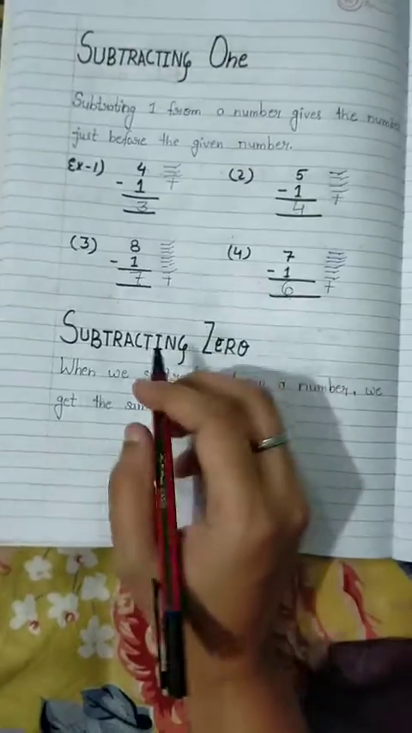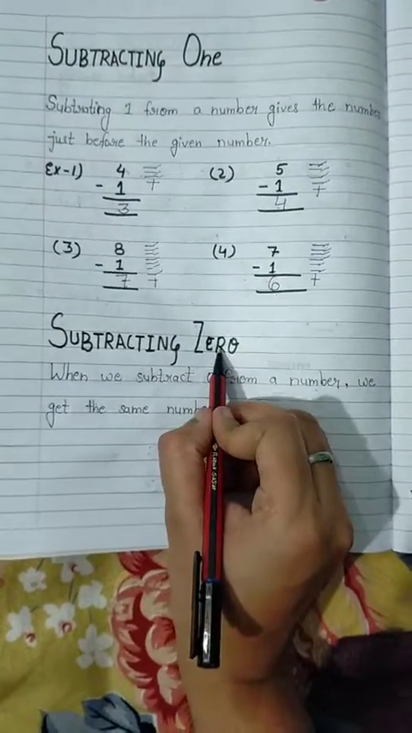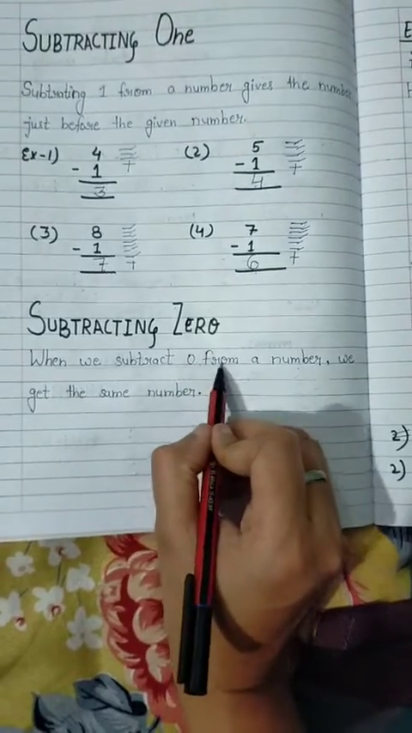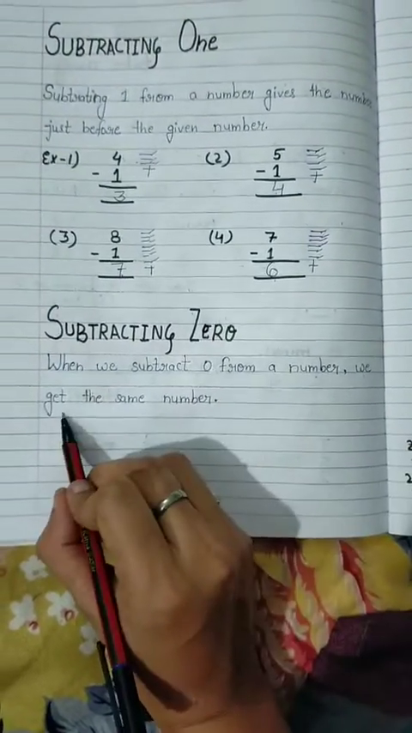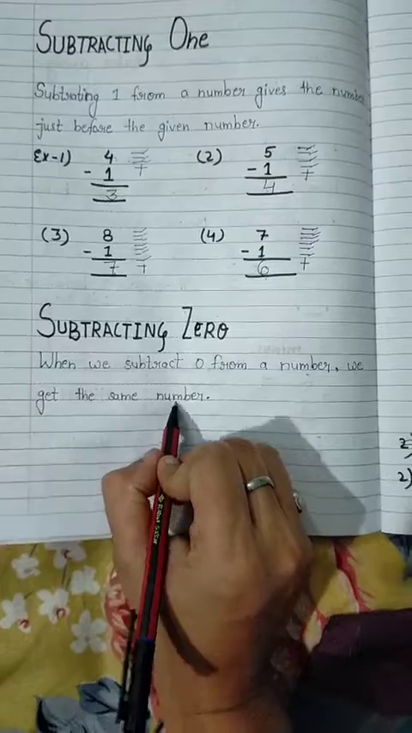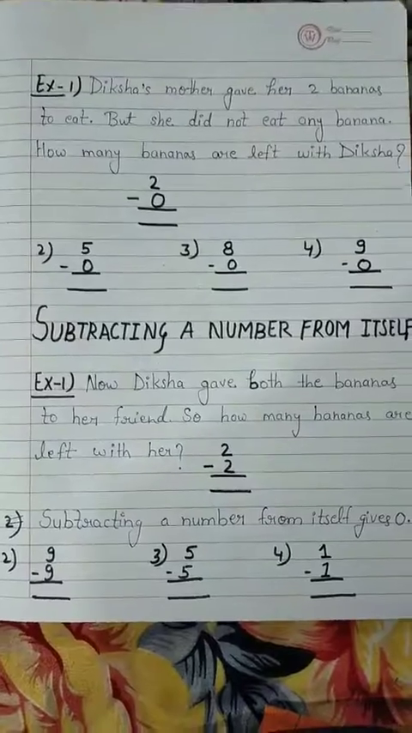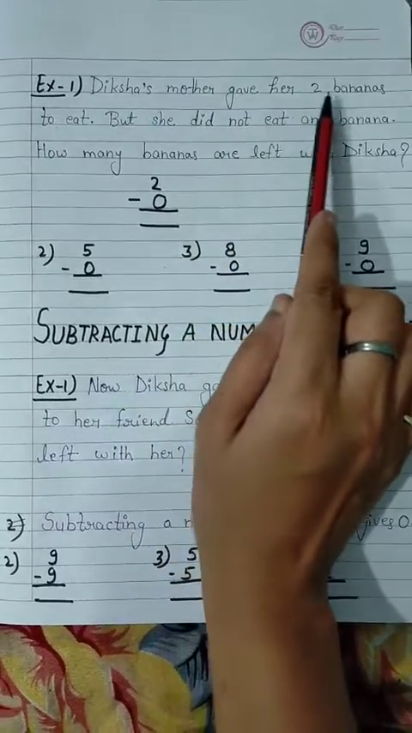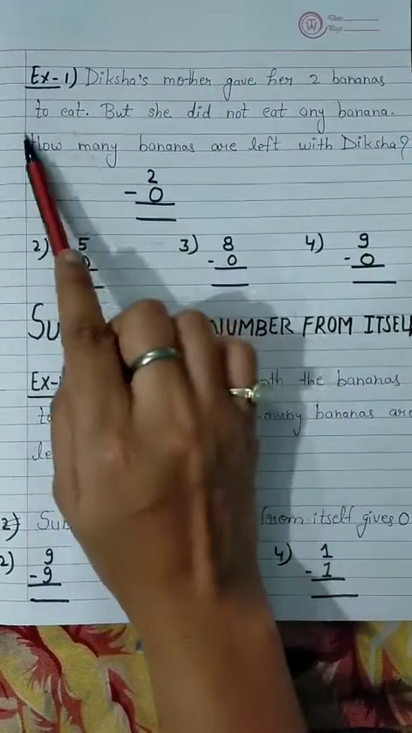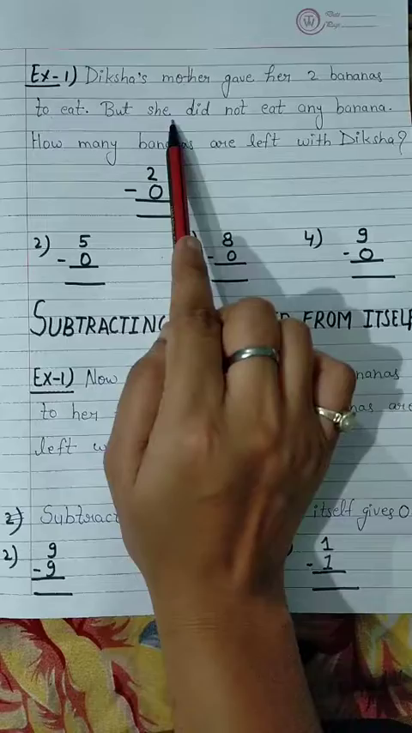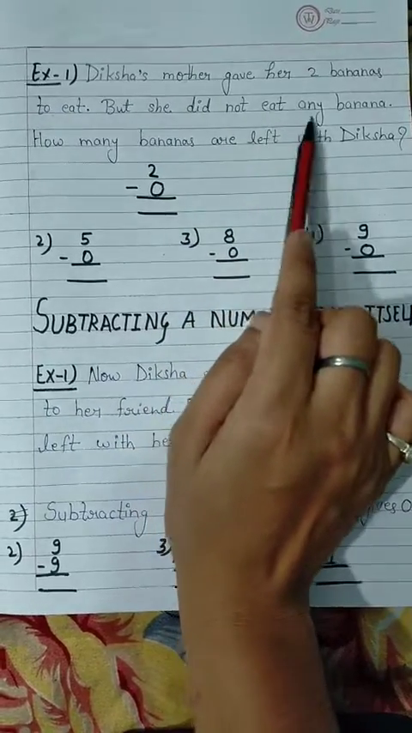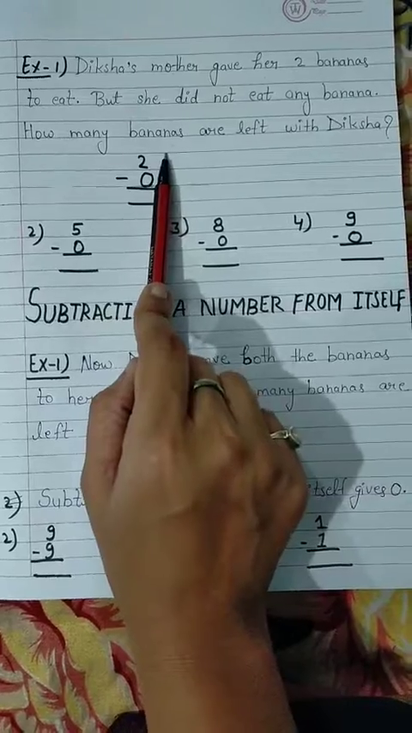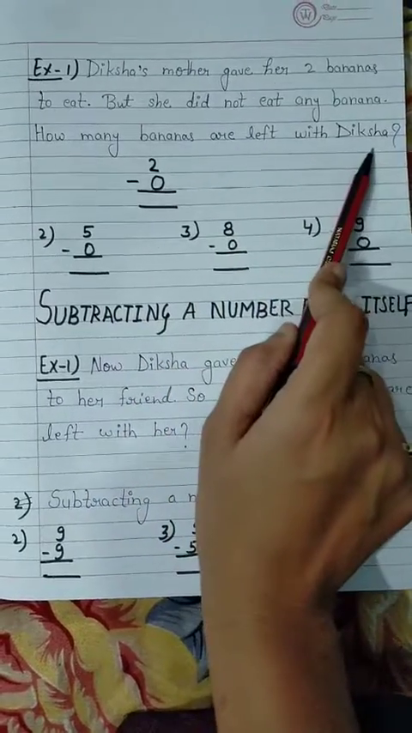Now subtracting 0. So student, when we subtract 0 from a number, we get the same number. For example, Diksha's mother gave her 2 bananas to eat, but she did not eat any banana. How many bananas are left with Diksha?